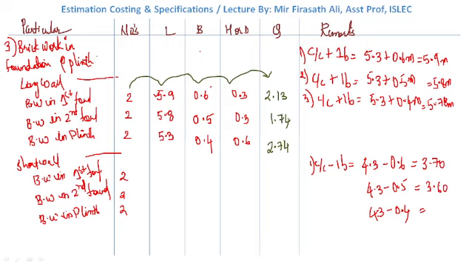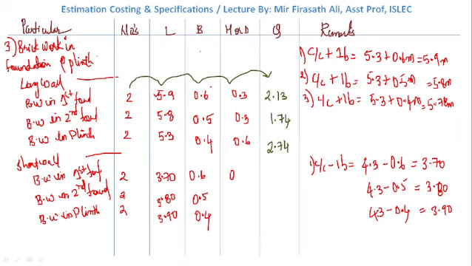Sorry, this becomes 3.80. This becomes 3.90. 3.90 meters, so include it over here. 3.70, 3.80, 3.90. Similarly, breadth is 0.6, 0.5, 0.4. Height remains the same, 0.3, 0.3, 0.6.